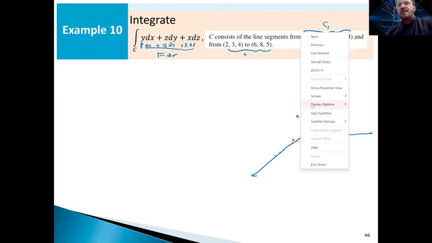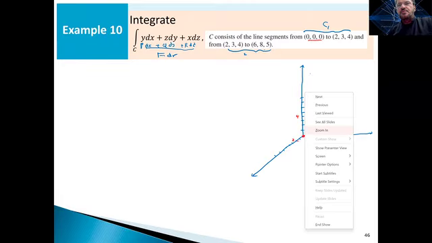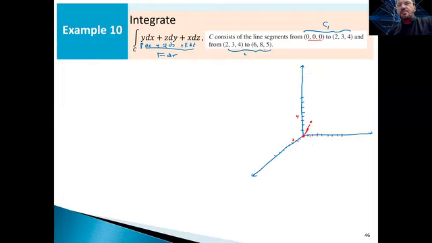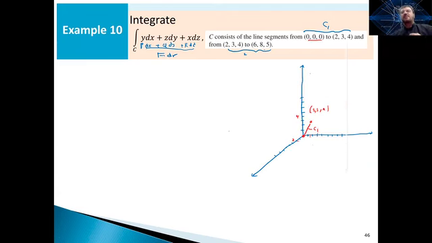So the first path, guys, is going from here to here. This one is C1. What is this point? 2, 3, and 4. Now the next path is going to be from 2, 3, 4 to 6, 8. So I'm going to change the color to see what is the other path. Let's take the green one.